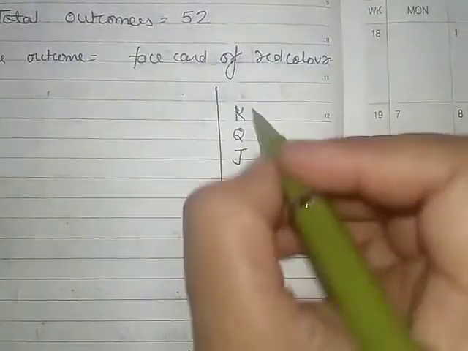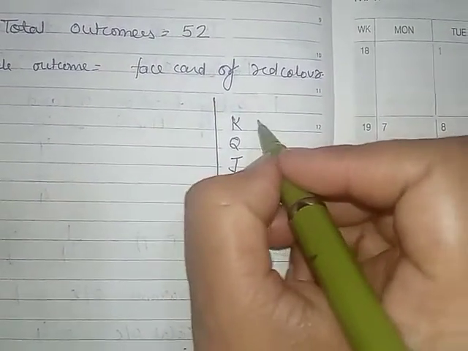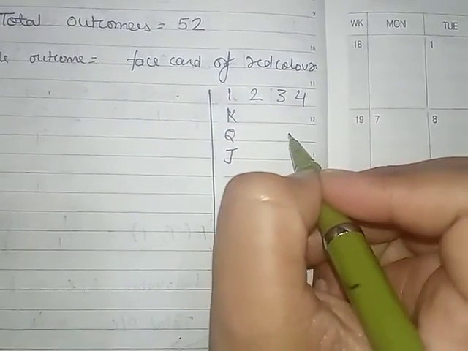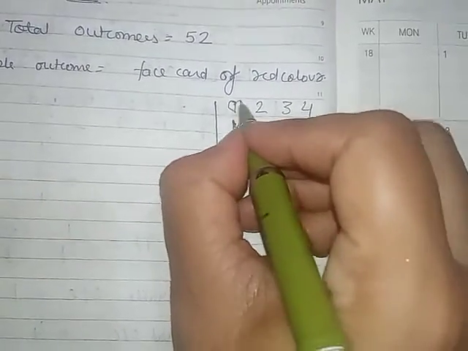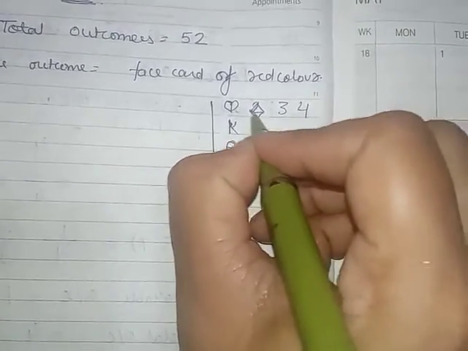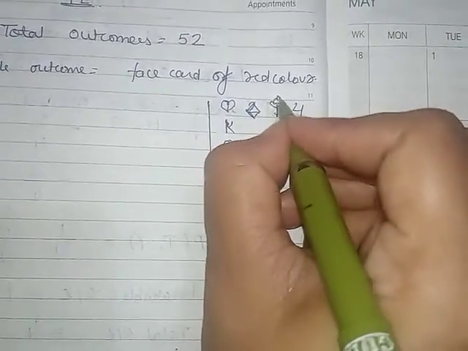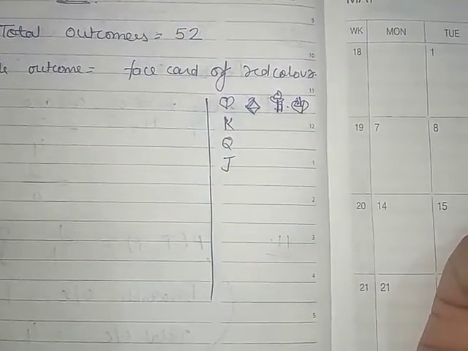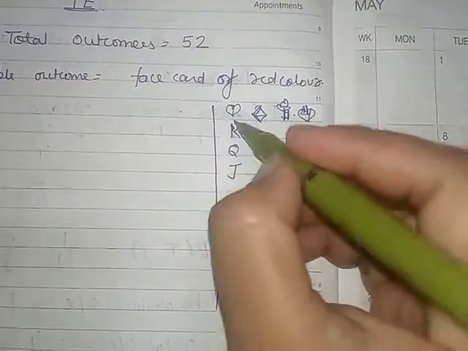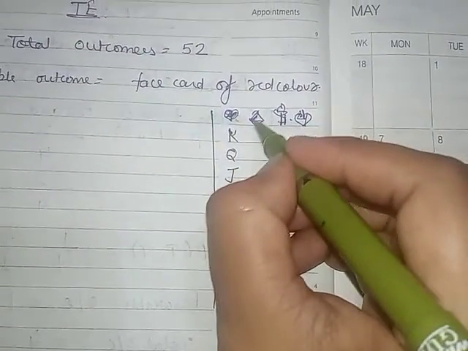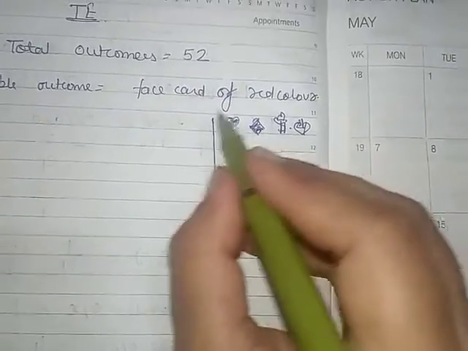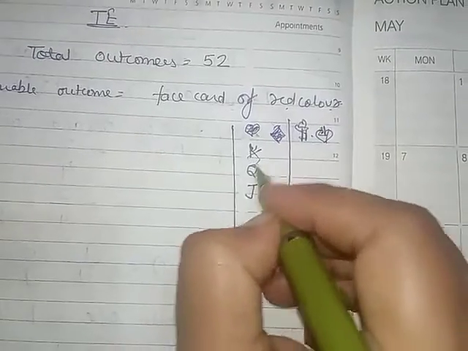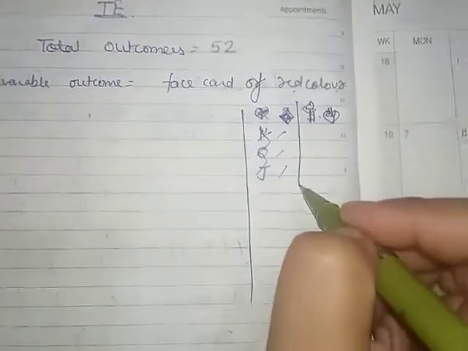King, queen and jack, they would be in the 4 sets. They all are in the 4 sets. In one set that is heart, in one set it's diamond, in one it is spade, in one it is club. So you know the heart is of red color and the diamond is of red color. So they are asking the face card of red color. So how many cards will be there? 1, 2, 3, 4, 5, 6. 6 cards will be there.